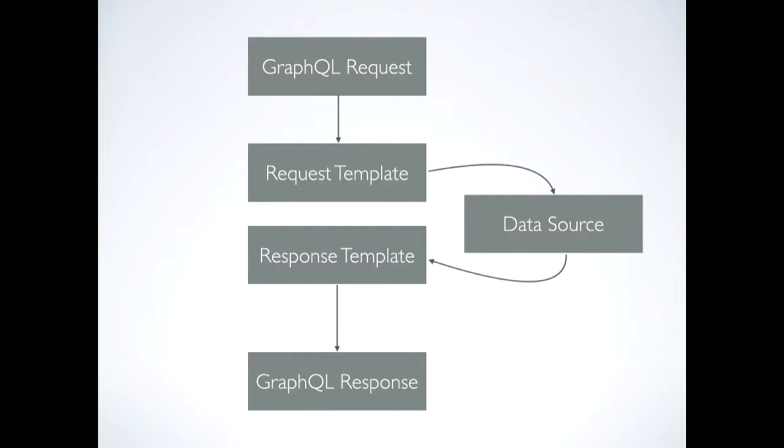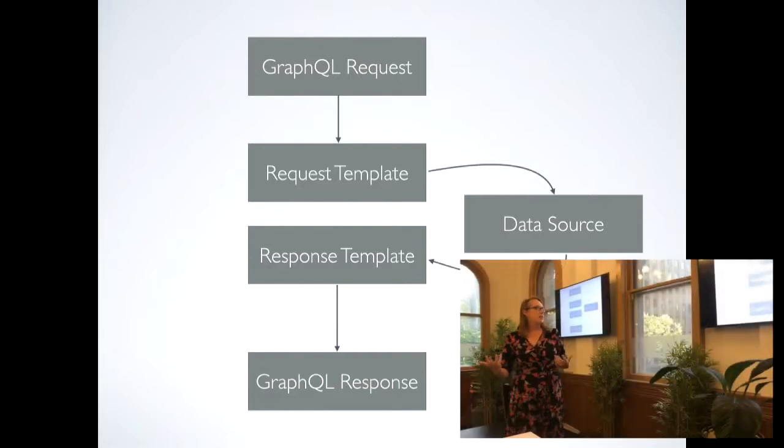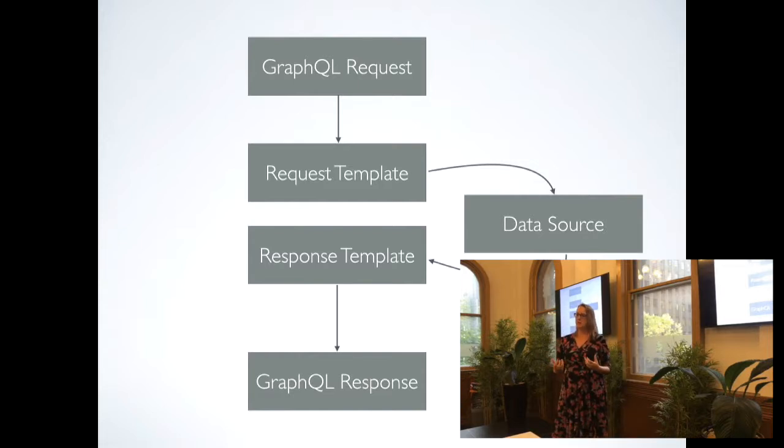So this is a diagram of what I'm trying to say. The GraphQL request comes in, we then have a request template that you can use to transform that request into something to then pass to your data source. So for example, if you have an existing REST API, you can manipulate the arguments that have been passed into your GraphQL API to be into a format that your REST API can understand.